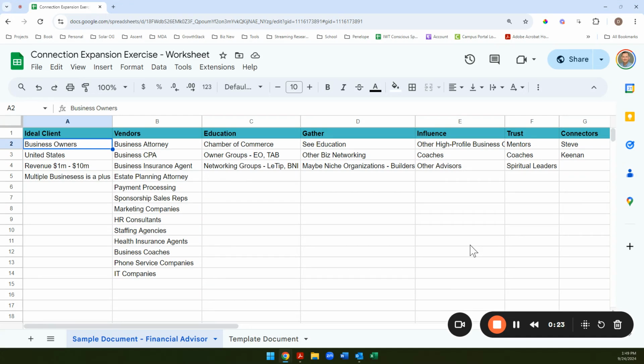In this case, you'll see two tabs. The first is the financial advisor sample doc. You're going to see this in your document as well. This was just a quick walkthrough of the things I would be thinking about. And then typically I would go around and around and around through this.